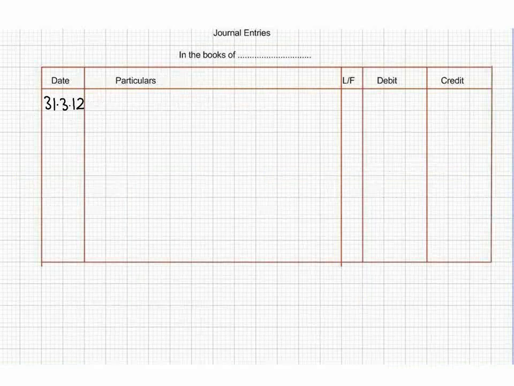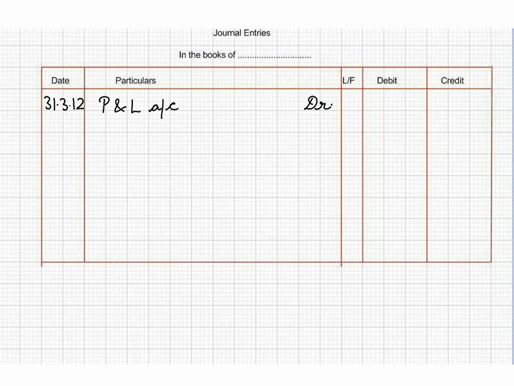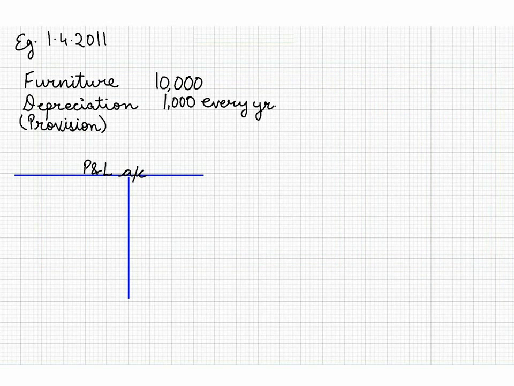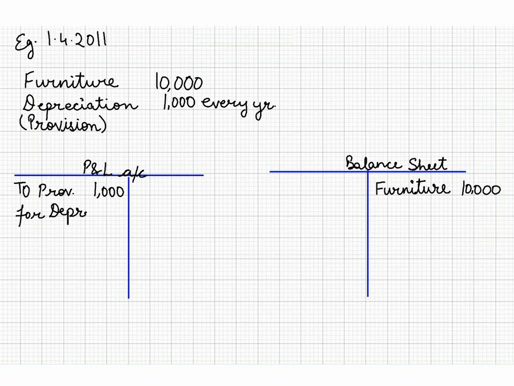Now, let's move to 31st March 2012. Today is the closing. We have to provide depreciation, so the journal entry will be profit and loss account debit to provision for depreciation, rupees 1,000. So on the profit and loss account debit side, we'll write down to provision for depreciation, rupees 1,000. It means we have reduced the profit by rupees 1,000. So what will happen in the balance sheet today? Furniture on asset side, rupees 10,000, but provision for depreciation will be 2,000. Last year we had 1,000, now it is 2,000.